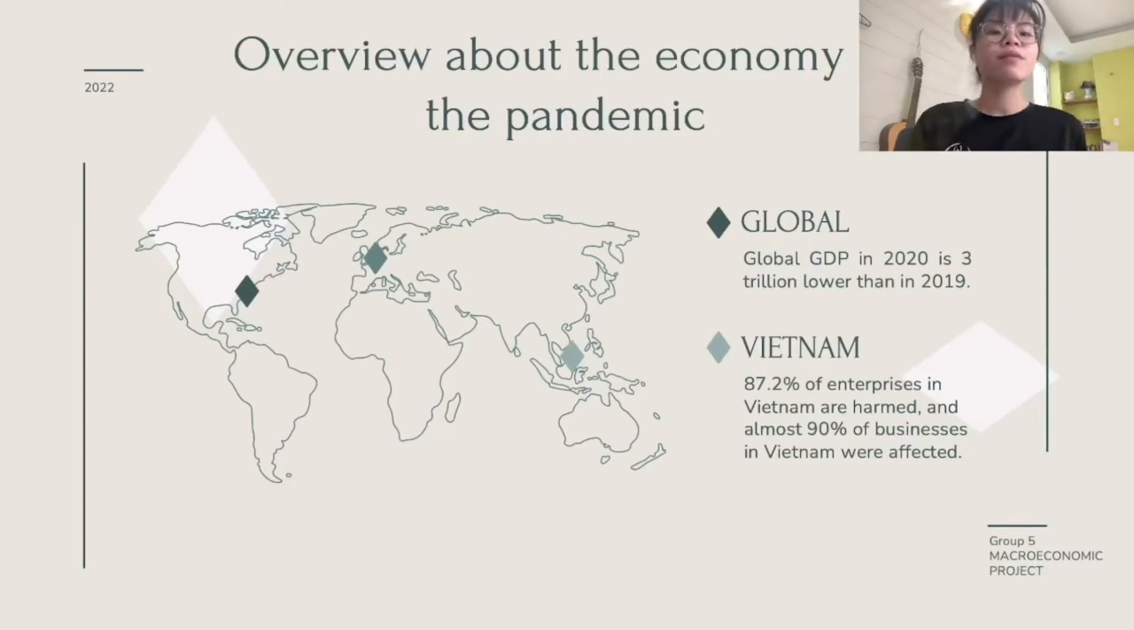Thank you, Ho. To understand why the government needs to do something to help the economy recover from the pandemic, let's look at the impact of COVID-19 on the economy. According to Statista, global GDP amounted to about $84.7 trillion in 2020, almost $3 trillion lower than in 2019 due to COVID. Travel restrictions imposed on Chinese residents as a result of the crisis have inflicted a huge blow to tourism spots throughout Asia. Hanoi Times also stated that COVID-19 harmed 87.2% of enterprises in Vietnam, and almost 90% of businesses in Vietnam were affected. In our study, we provided additional evidence of the impact of COVID-19 on the economy. Please review our paper for more information.